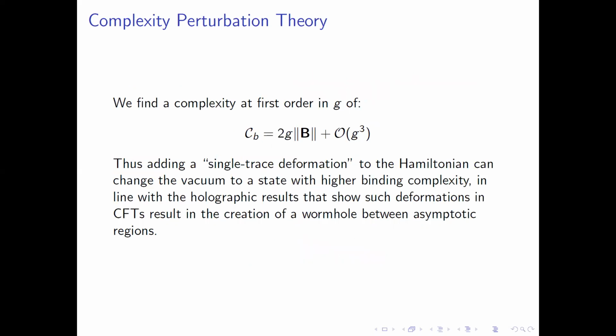Just using the result that we just quoted, the binding complexity at first order in G, the coupling, is just proportional to the operator norm of this B matrix with the given complexity metric. So we can see that the binding complexity is now positive, whereas in the original vacuum, the binding complexity vanished exactly. So adding a single trace deformation to the Hamiltonian in the style of Chi and Maldacena can change the vacuum to a state with higher binding complexity, which is exactly in line with the holographic results.